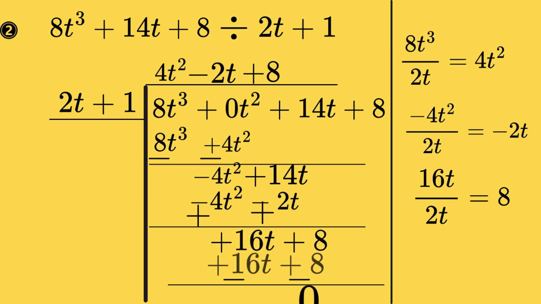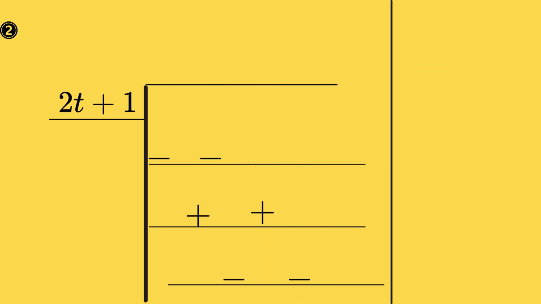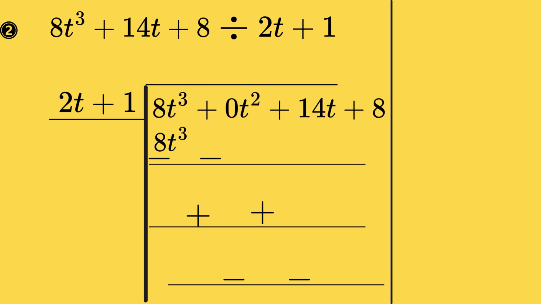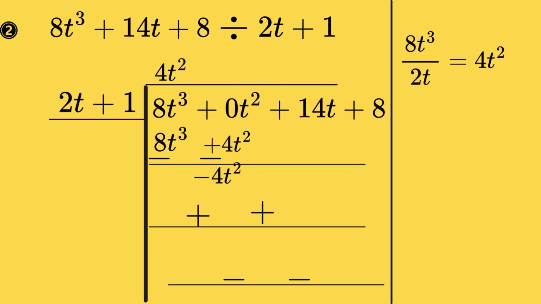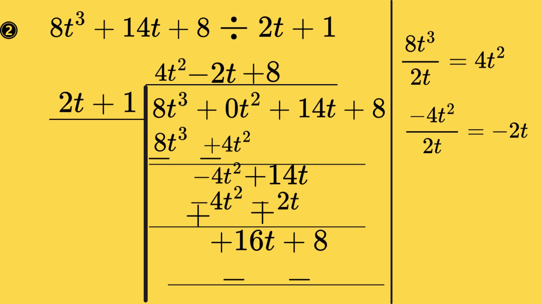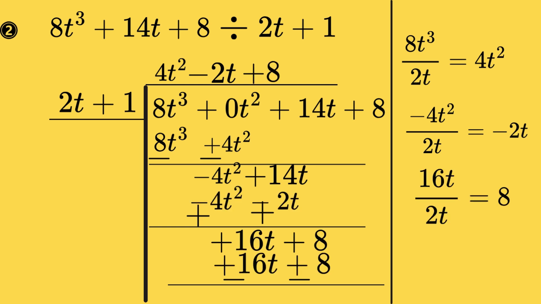Now the next step is to multiply 4t square by plus 1, which will give you 4t square. So now you will bring down these two terms, 8t cube plus 4t square, and you will subtract it from 8t cube. But now we do not have a t square term in the dividend, so there we will put it as 0t square. So when you subtract, you will get minus 4t square. And now we will bring down the next term of the dividend, that is 14t.